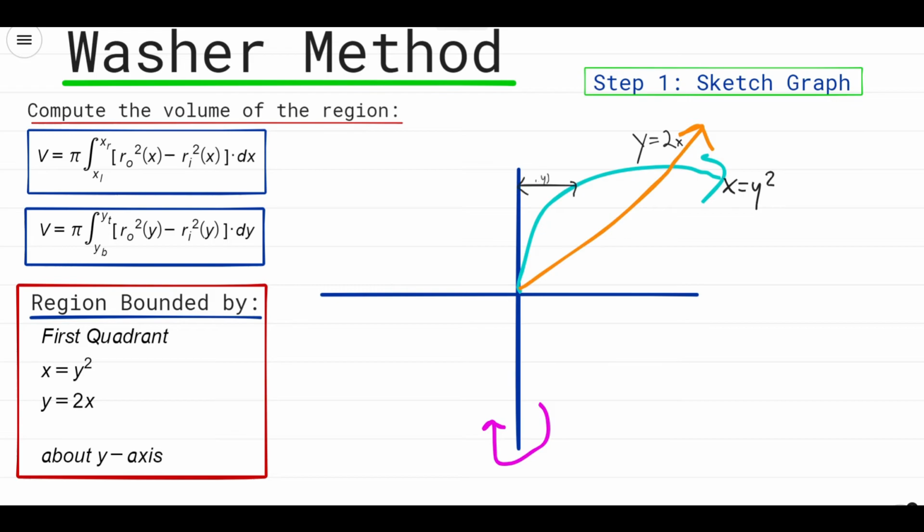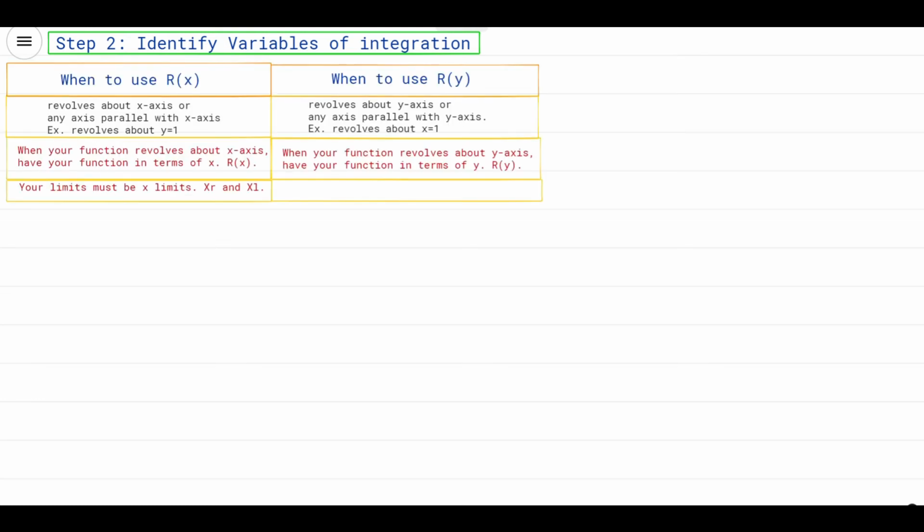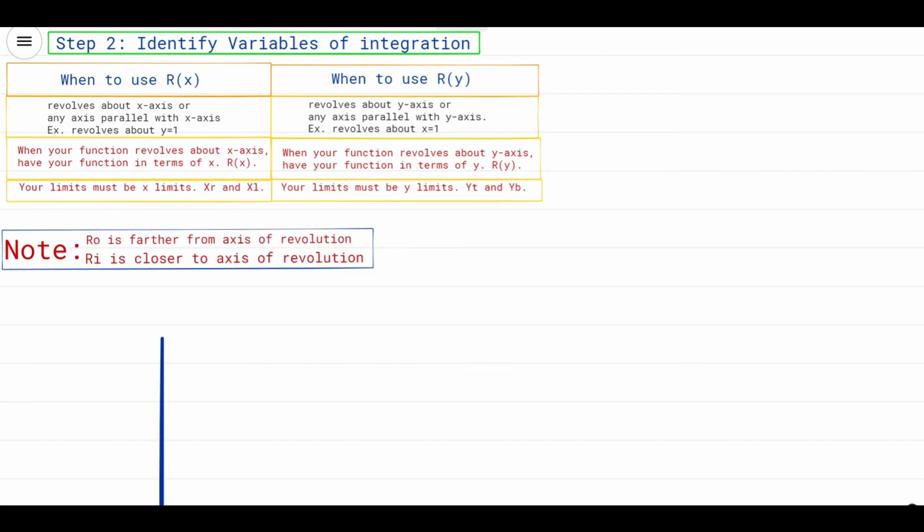And we know the inner radius is closer to the y-axis, which is the teal line, and the outer radius is the line farther from the y-axis, which is the orange line. Now let's solve for the variables of integration. Step 2, we're going to identify the variables of integration. So again, we're going to reference this chart that I have right here. Make note of it if you haven't yet. And we're going to make a note that the outer radius is RO, farther from the axis of revolution. The inner radius RI is closer to the axis of revolution.